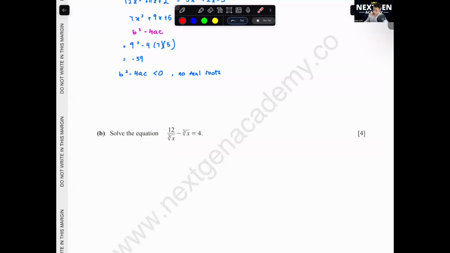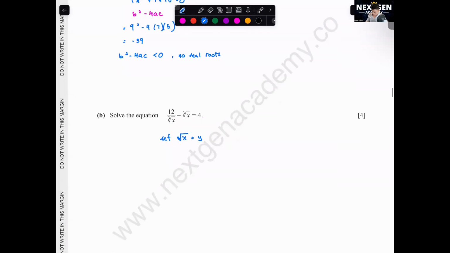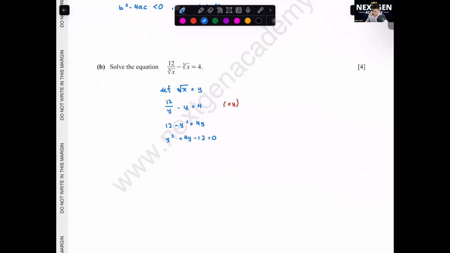First thing, I will use the let method. Let cube root x equal to y. So 12 over y minus y equals 4. I'm going to multiply the whole thing by y. So this will become 12 minus y squared equals 4y. I shift everything to the right-hand side: y squared plus 4y minus 12 equals 0. Factorize this: y minus 2, y plus 6 equals 0. y equals 2, y equals negative 6.